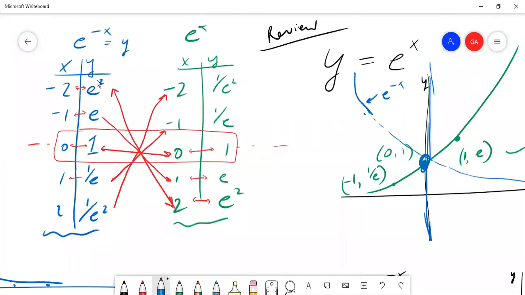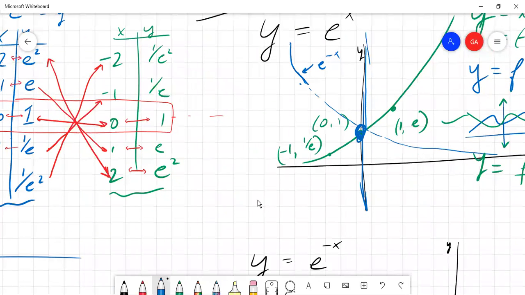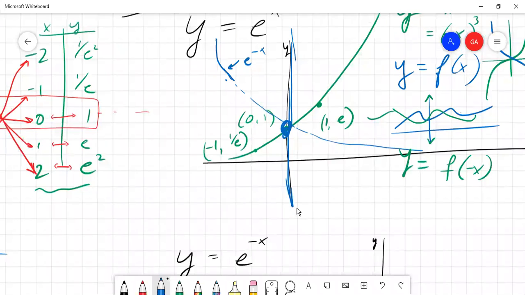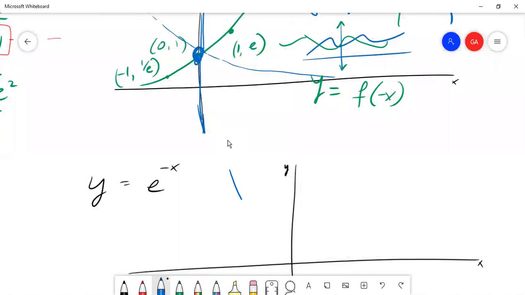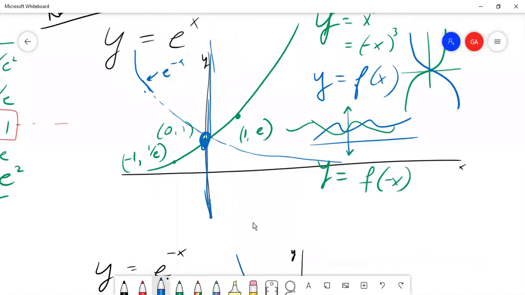We said, look, the y values are swapped. The ones that were assigned to the negative x values are now assigned to the positive x values, and the ones that were assigned to the positive x values are now assigned to the negative x values. And that's exactly the definition of reflection, right? So these are very important graphs. One more time, I'll draw this. This one in the green is called exponential growth, and this one is called exponential decay.